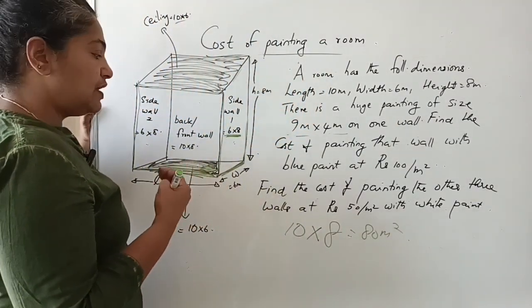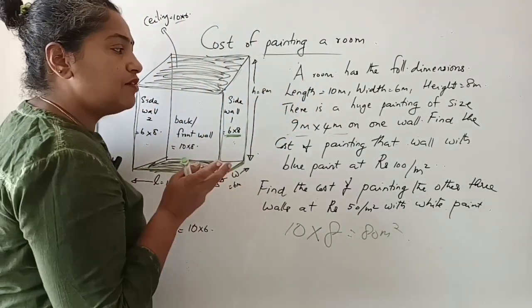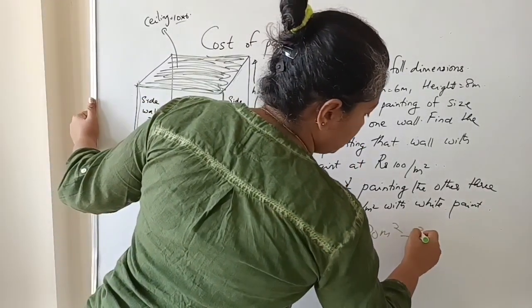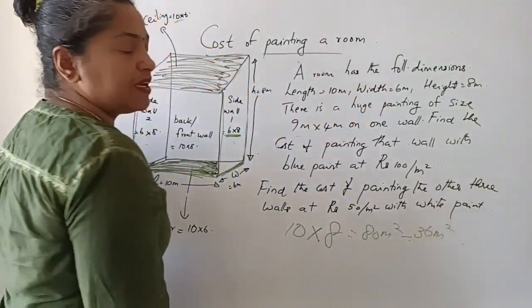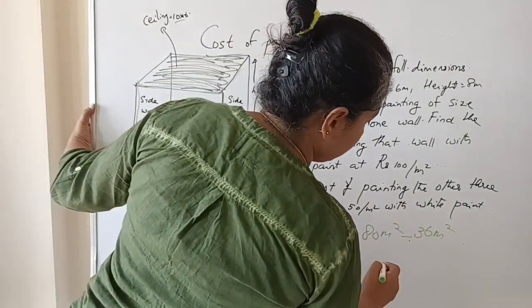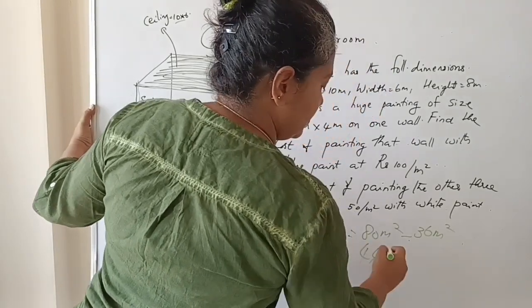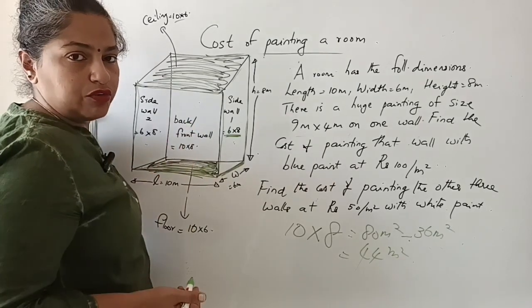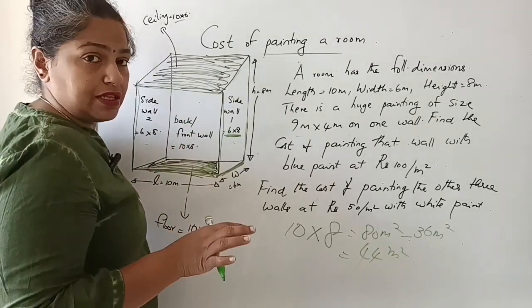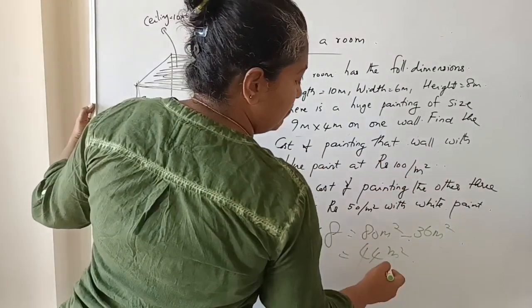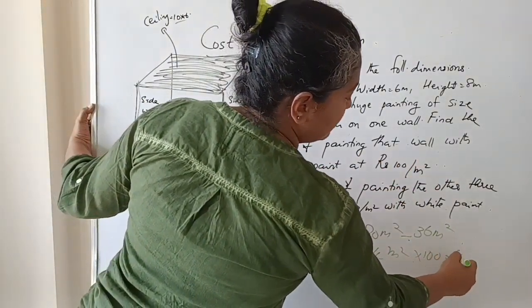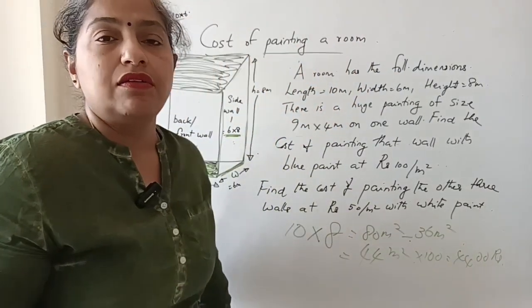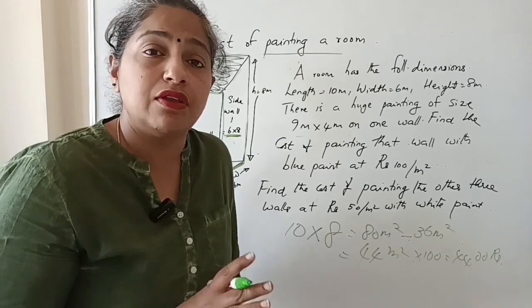From that one wall, whether it be the back wall or the front wall, doesn't matter, 36 meter square has to be subtracted. So the area of the remaining wall is 36 meter square subtracted. So what do I get? I get 44 meter square. After putting the painting on that wall, I am getting only 44 meter square area for actually painting that wall. Okay. So multiply it by 100. 4,400 rupees is the amount that we need to spend for painting that particular wall.